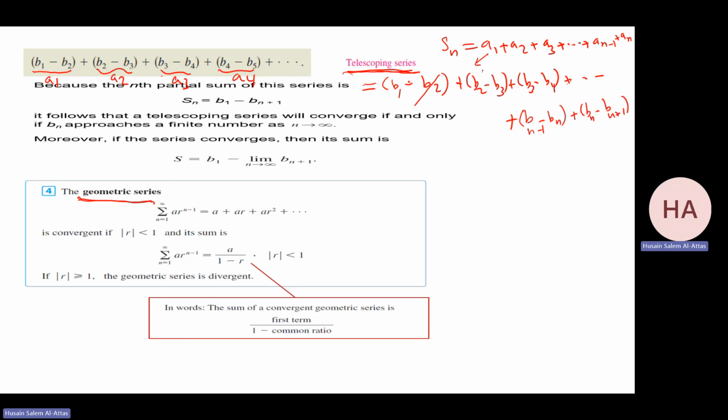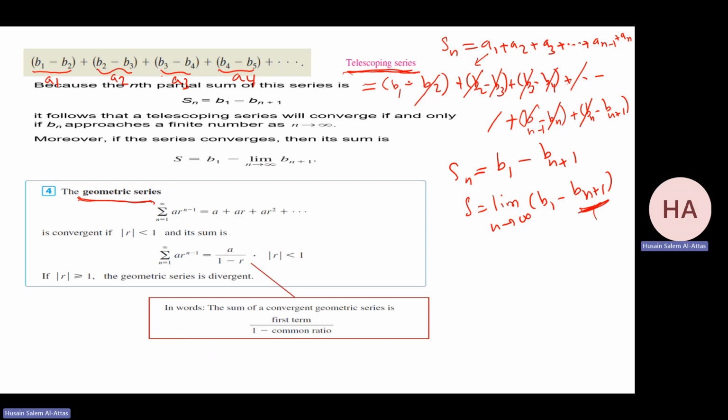Notice, I can cancel this. Also, this one will be cancelled by something here, and this one cancelled by something here. This one also cancels. So I have Sn is B1 minus Bn plus 1. So what will be my S? It will be the limit as n goes to infinity of B1 minus Bn plus 1. So what I need to check now is this limit as n goes to infinity, because B1 is a number and I don't care about it.